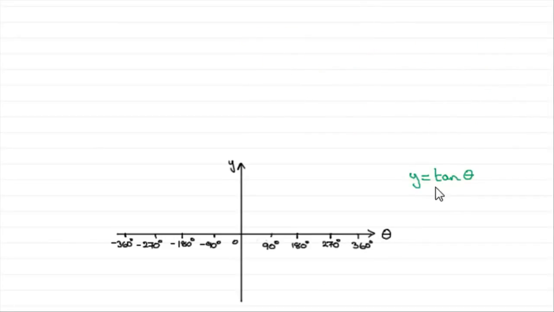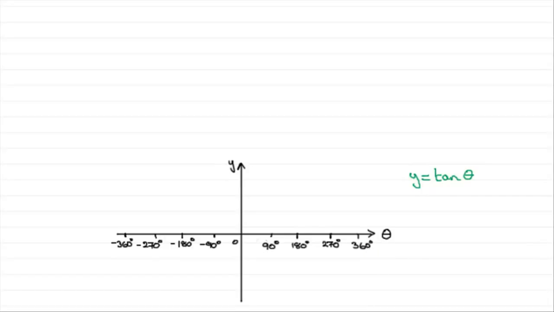Now we only have one more graph left to do, y equals tan theta. And this is an interesting graph. It's totally different from sine theta and cos theta. Now I've got some axes here going from minus 360 to 360 degrees.